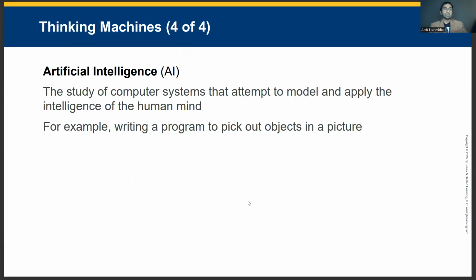Slide 7, Thinking Machines, 4 of 4. This slide defines artificial intelligence as the study of systems that try to reproduce aspects of human mental ability. Examples include recognizing objects in photos, planning moves in a game, or understanding spoken language. AI involves designing algorithms that simulate reasoning, perception, learning, and problem solving. As we progress through the chapter, we'll see how different AI techniques approach these goals.